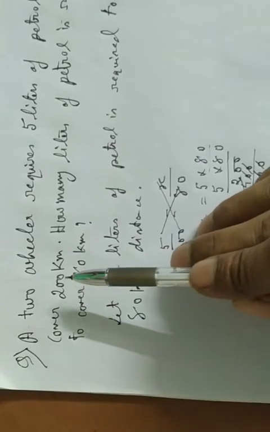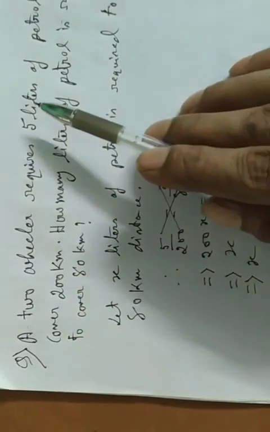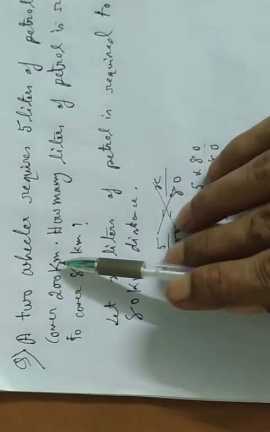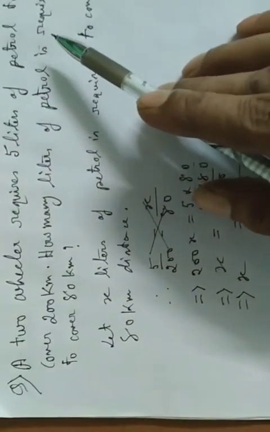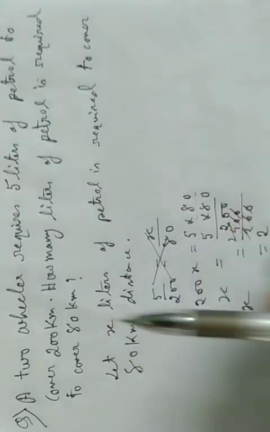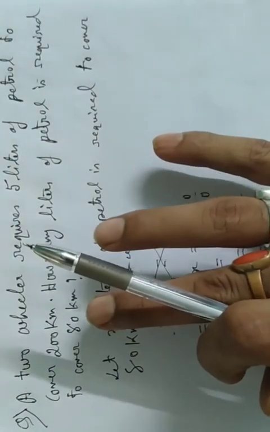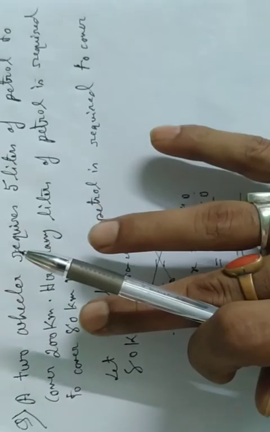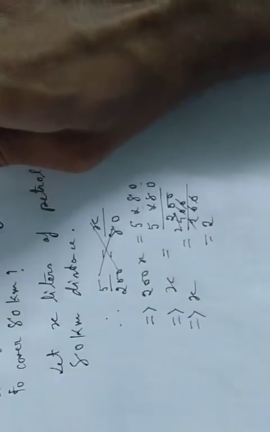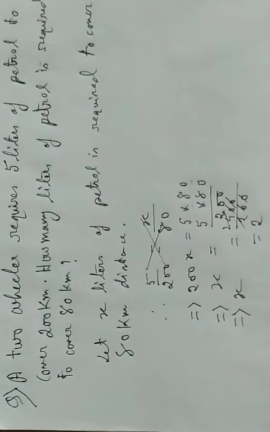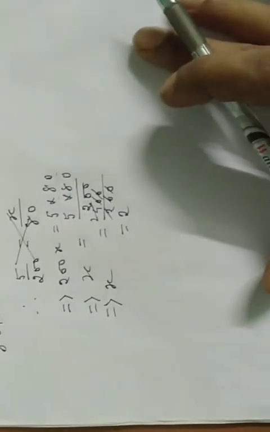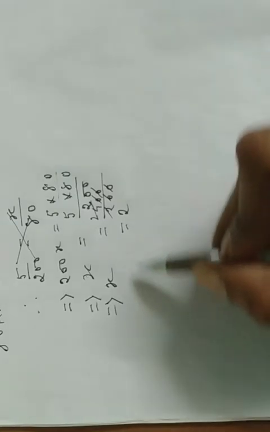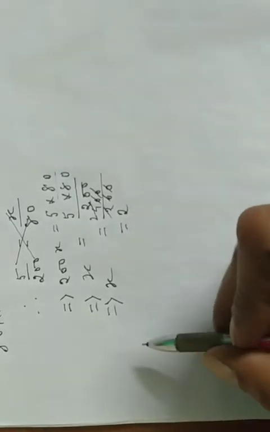Okay, now we will solve it in unitary method. What is the information given to you? Always you will check what information is given in the question. 5 liters of petrol cover 200 kilometers. How many liters of petrol is required for 80 kilometers? What is the thing we are to find out? That is petrol. So we will write like this. Okay, this is the alternative method. In unitary method we can solve it.